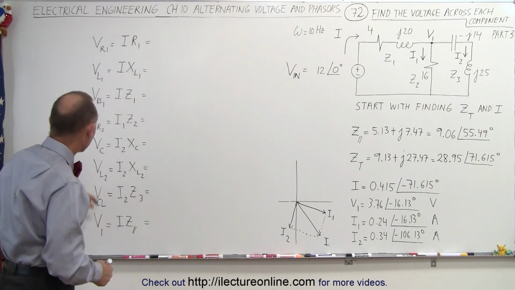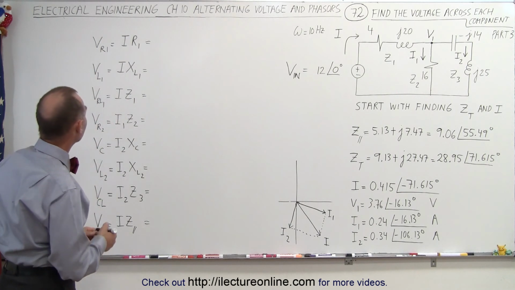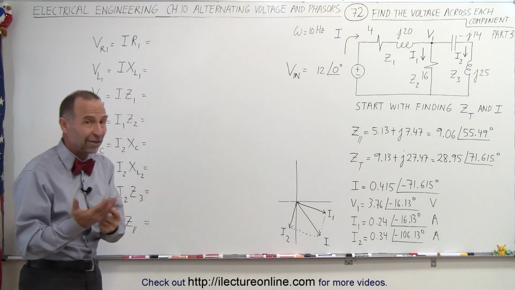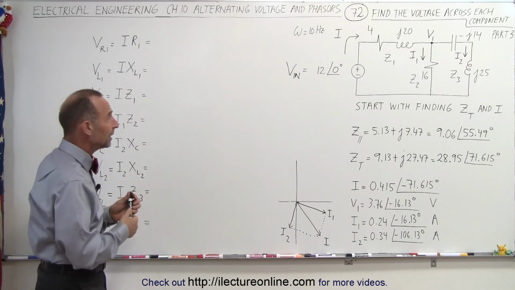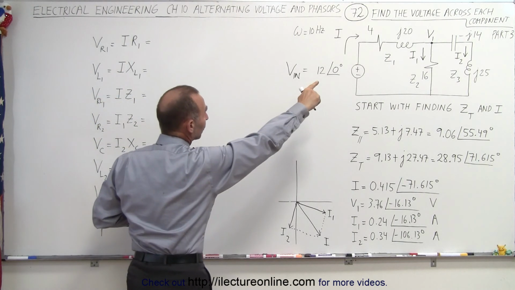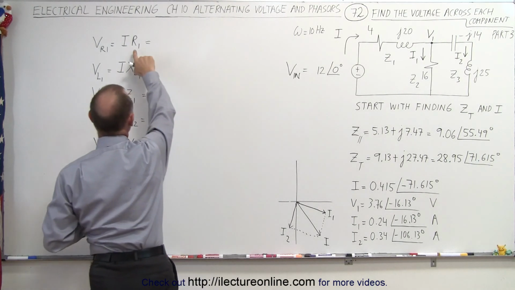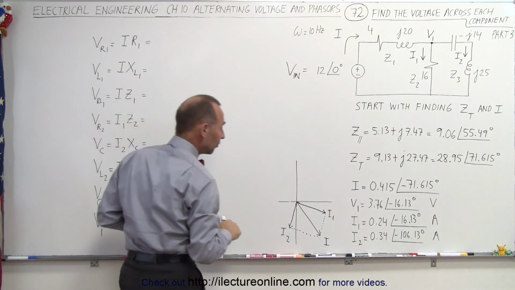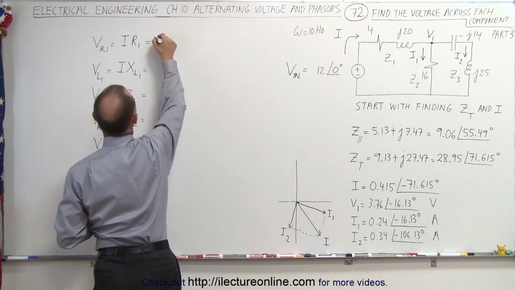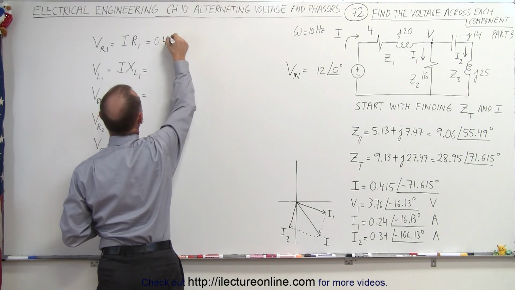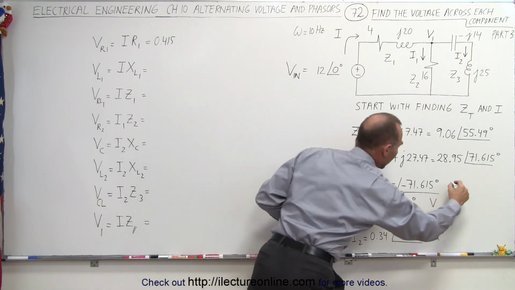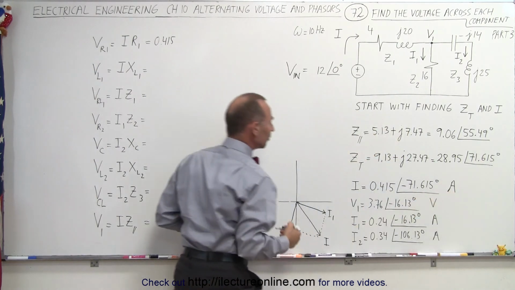So here we have the, I think, 8 voltages we're trying to calculate. So let's start with the voltage across R1. And of course, the phase angle is indeed important in each one of these. So in the first one, we have the current I going through the resistor, and we have to multiply that times the resistance. So let's go ahead, and I is equal to 0.415 amps with a phase angle. I guess we should put the amps behind it there, so we have the units.